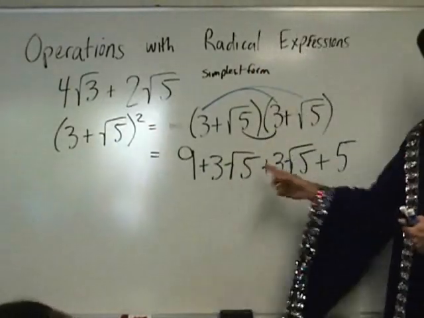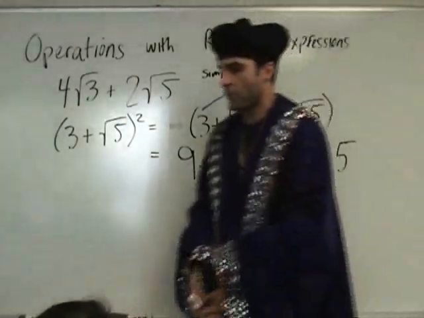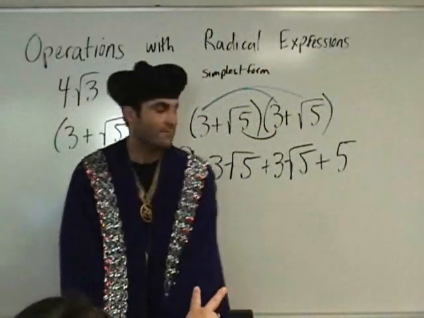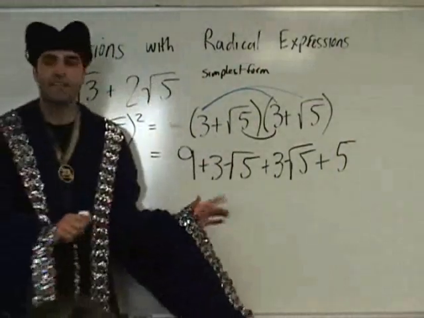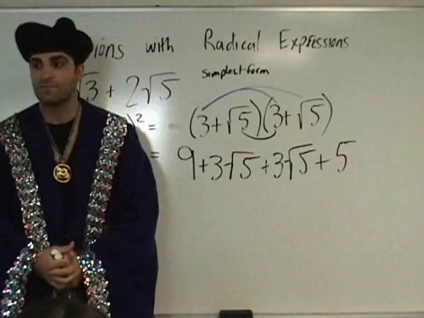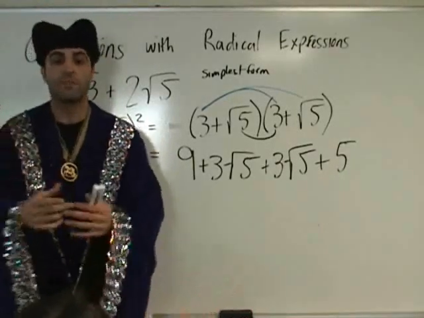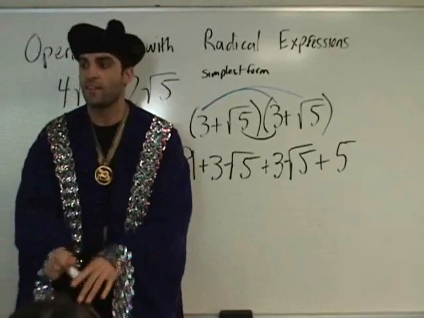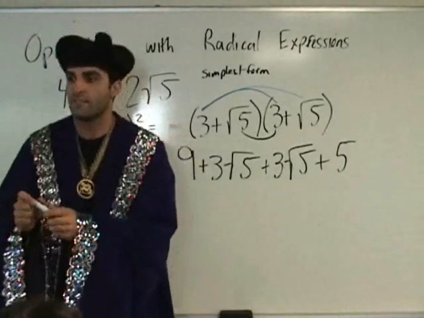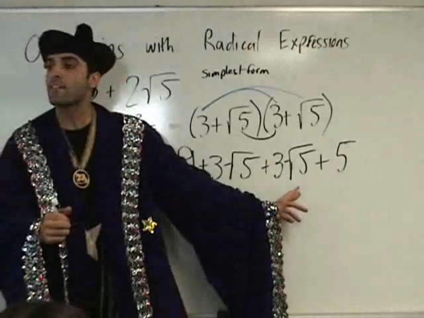Okay. Combining. Remember what we did at the beginning. What can combine here? The two middle terms combine, and the two beginning ones. The O and the I combine. So what do these two make?